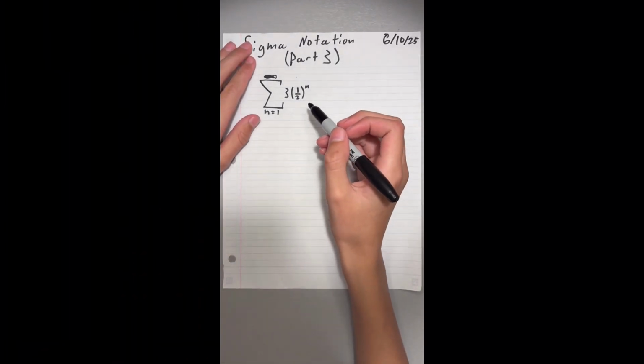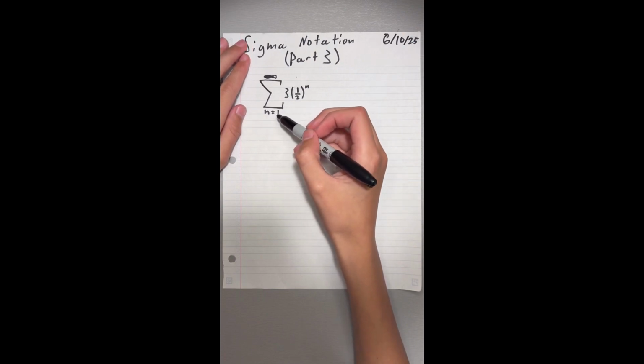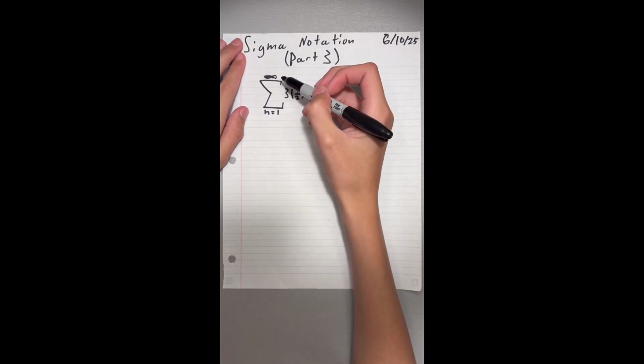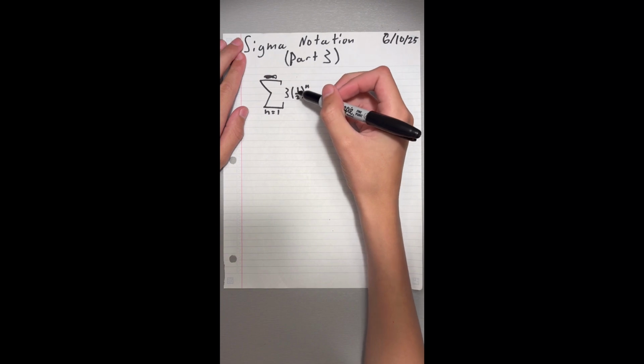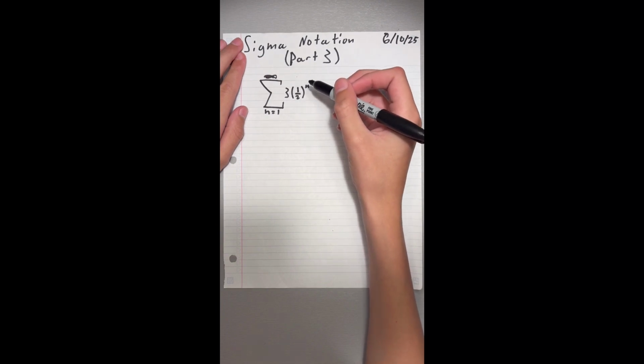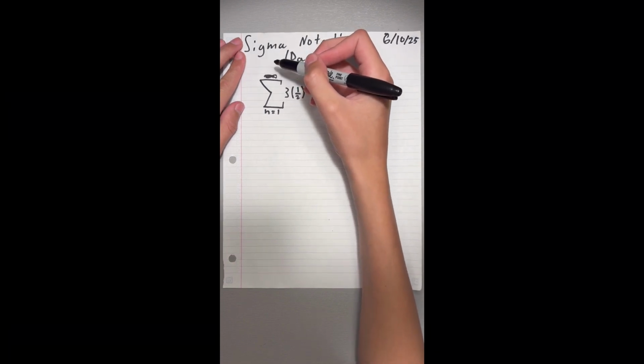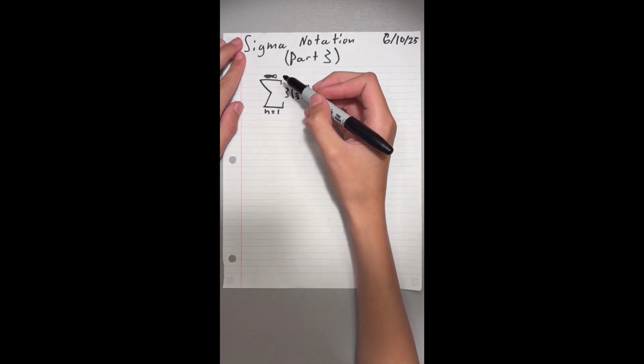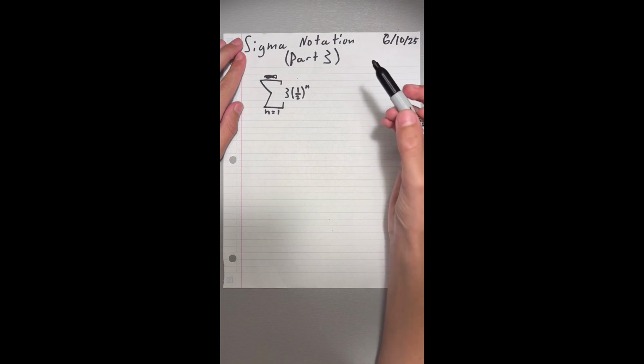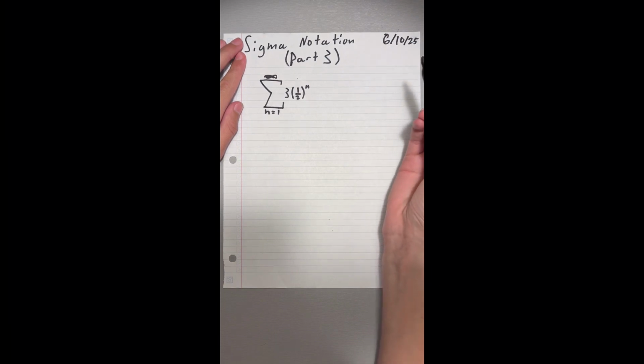Here we have a sigma notation expression with a lower limit of 1, an upper limit of infinity, and a rule of 3 times 1/2 to the n power. As you can see, we would have to find an infinite number of terms because our upper limit is infinity. This is impossible to solve with this method, but I just want to start with a few terms.